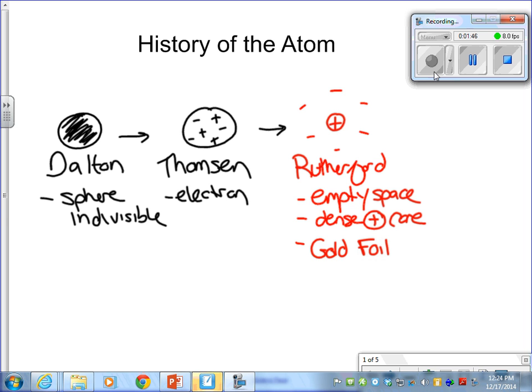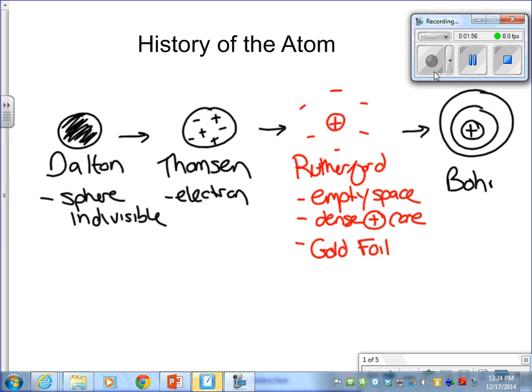Okay? Who came next? Bohr. Bohr is probably what you picture when you think of an atom. A positive nucleus and electrons in orbits around them. Okay? Sometimes this is called the planetary model. Not orbitals, but orbits.